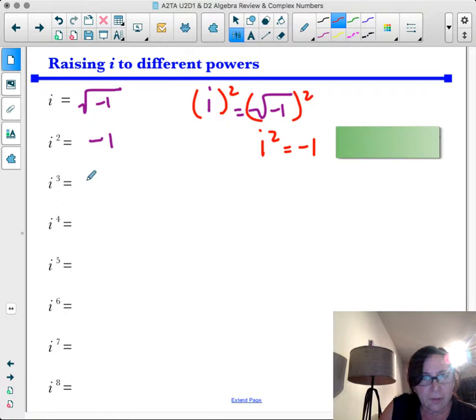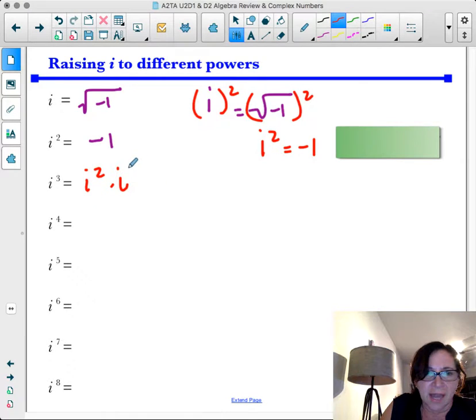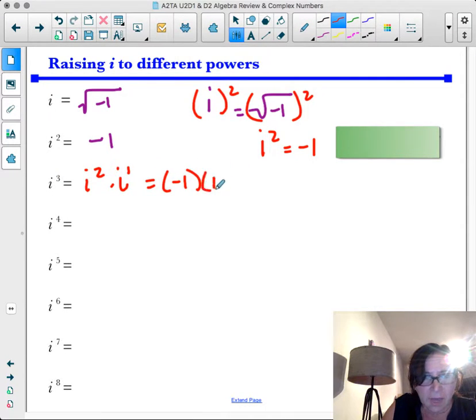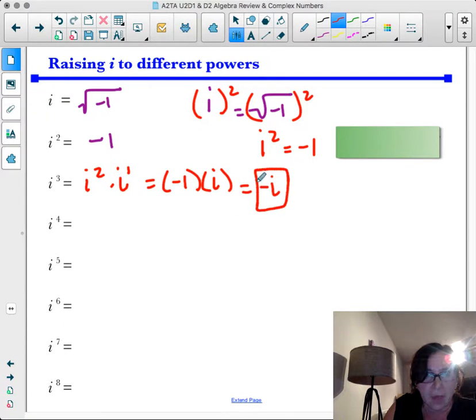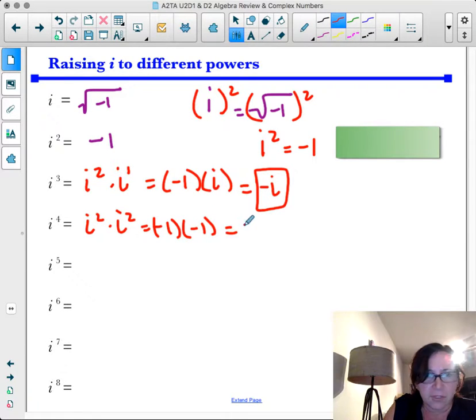i to the third power, we're going to write it as i squared times i. Similar to a variable, although i is not a variable, it's an imaginary number, but similar to that, you would keep the base and add the exponents, right? To get i cubed. So i squared is negative 1 times i, which becomes negative i. We have i to the fourth power, which is the same thing as i squared times i squared, which is negative 1 times negative 1, which is 1.